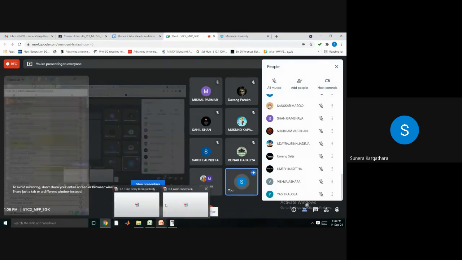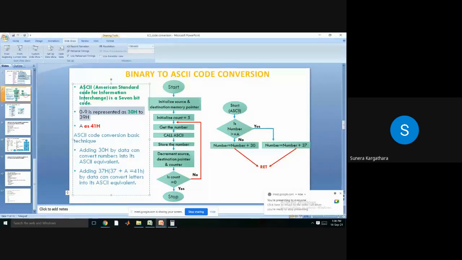We discussed in our last lecture how you decide whether your number is between 0 to 9 or A to F. If it is between 0 to 9, you need to add 30. If it is between A to F, you need to add 37. Yes or no, Uday? We had discussed this part.